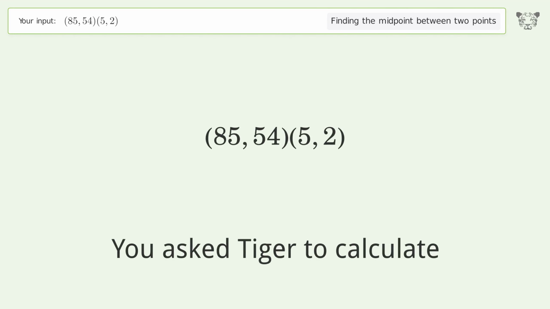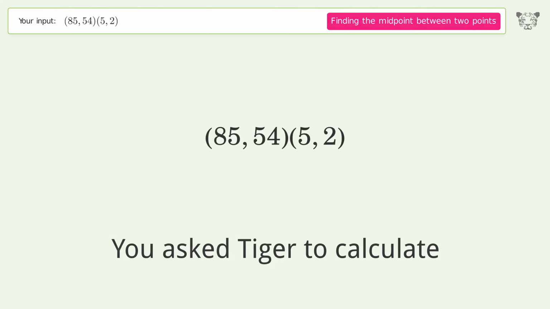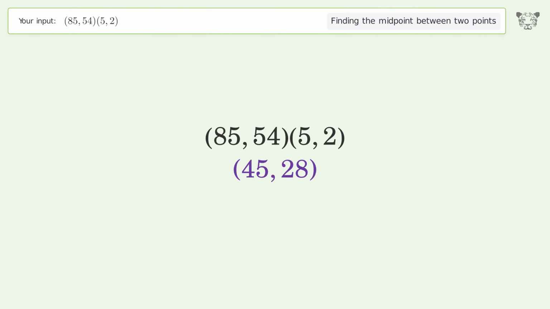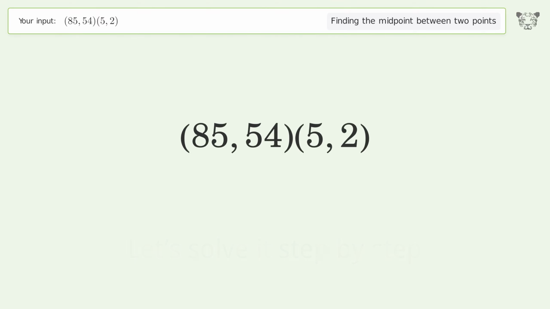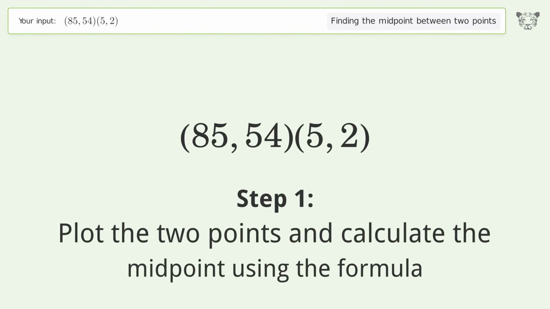You ask Tiger to calculate. This deals with finding the midpoint between 2 points. The midpoint between the 2 points is 45,28. Let's solve it step by step. Plot the 2 points and calculate the midpoint using the formula.